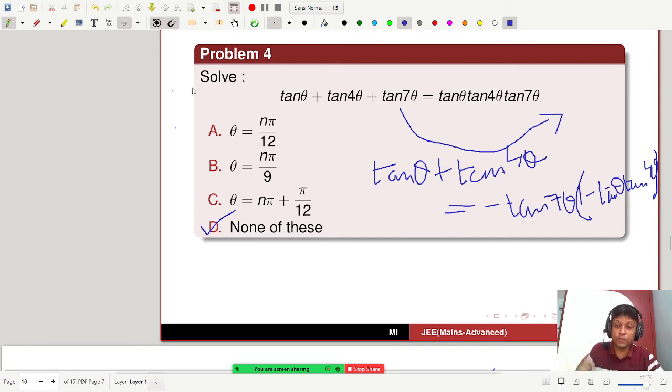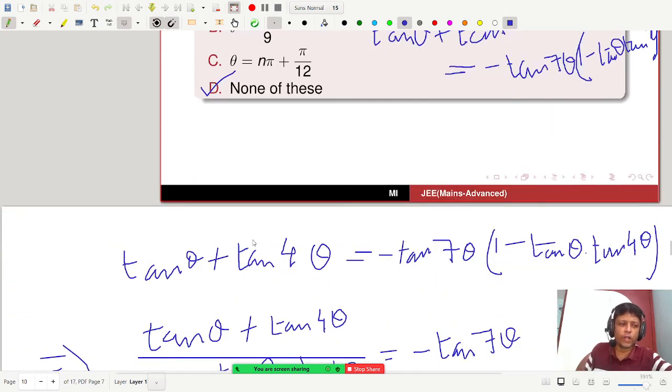So this is a very, very important case I want to share with you. In this case, none of these is the option. There will be many problems where the examiners set the options as none of these. So n pi by 12 is not the answer, but the answer is there is no solution, because for these values of n, the solution doesn't exist. Okay, let's move to the next problem.